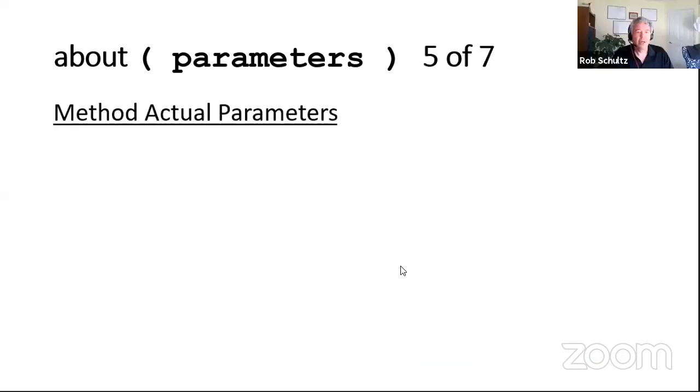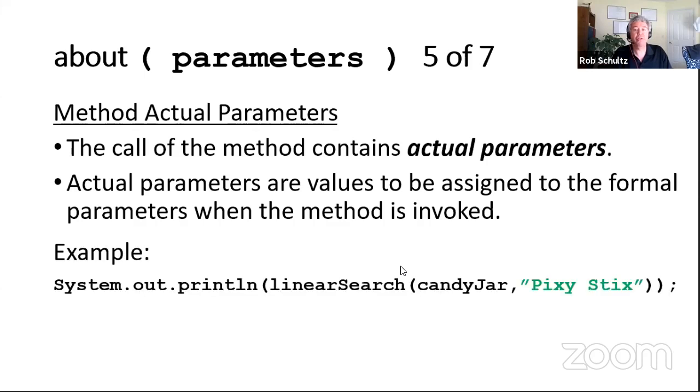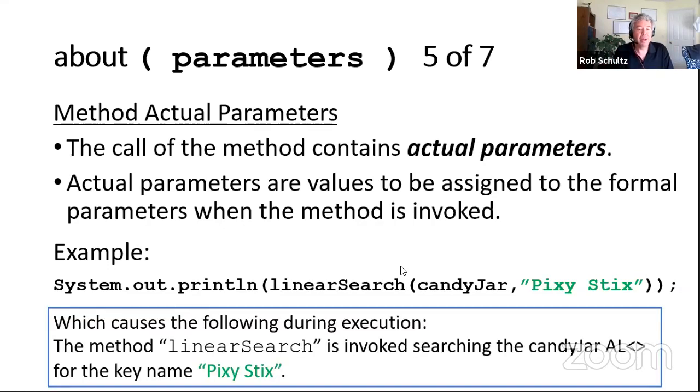So now let's look at method actuals. Back over to the client, when we have a method call, the call of the method contains the actual parameters. Actual parameters are values being assigned to the formal parameters when the method's invoked. In our client object, when we call the linearSearch method, we're passing in the candyJar ArrayList, and then the string "Pixie Sticks" as the candy we're looking for. We're going to see almost an exact duplicate of that linear search, but with different wording, when we start playing with cards tomorrow.